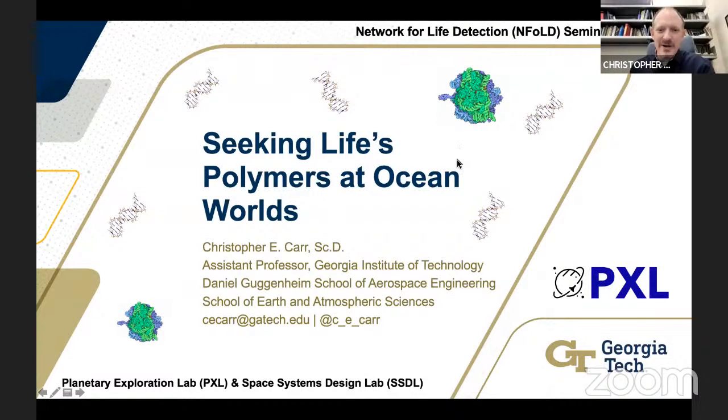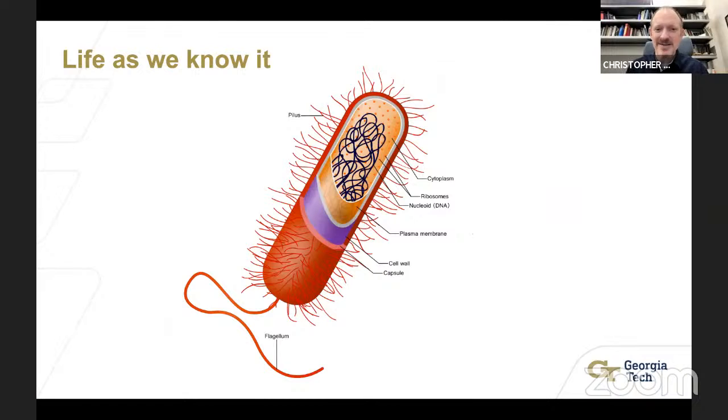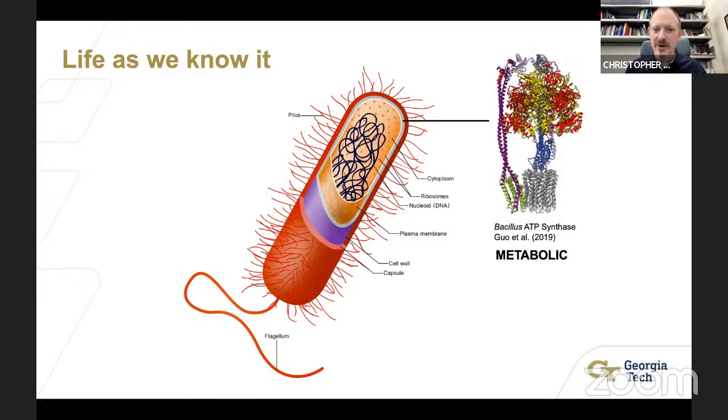Well, I'm thrilled to be here today to talk to all of you about seeking life's polymers at ocean worlds. And I'm going to start today with my bias, which is life as we know it. It's the only example of life that we've got so far. And so when I think about life, you can think about all the different physical components of life and searching for those. And we also might think about three different classes of components.